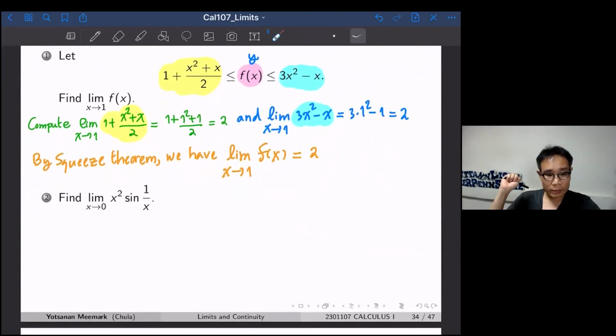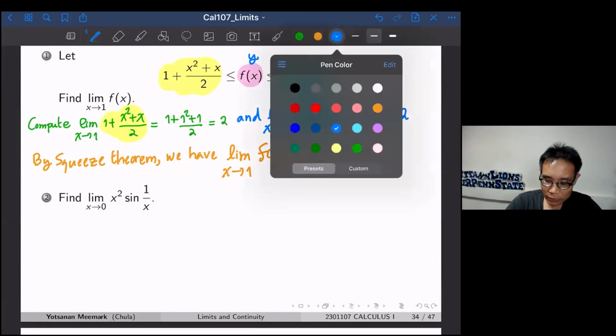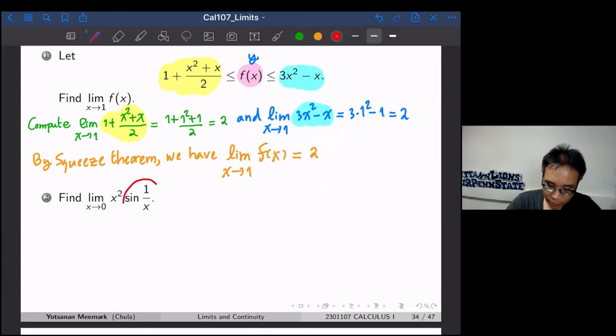The next one, you like to find limit x go to 0 of x squared sine 1 over x. Okay, so for this function, it's not going to tell you how to use squeeze theorem. You're going to have to think about the squeeze theorem by yourself. You're going to have to see first what you have. The thing that you are having turns out to be a sine function, which is sine 1 over x.